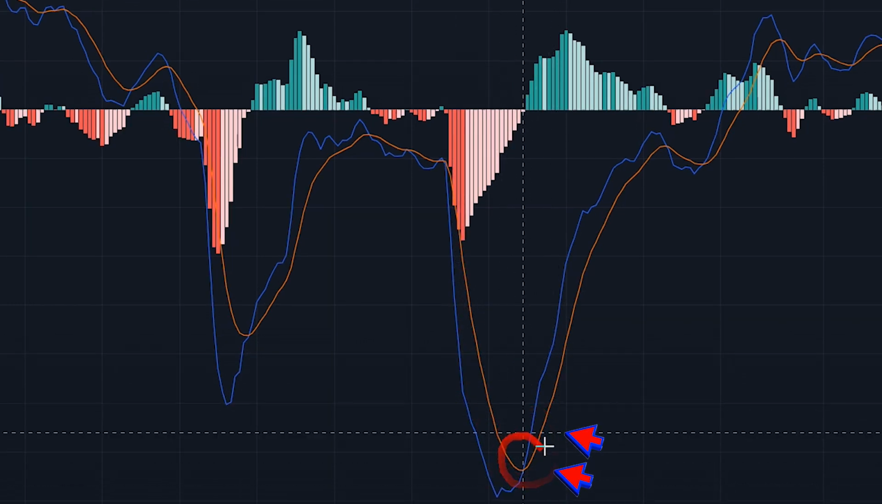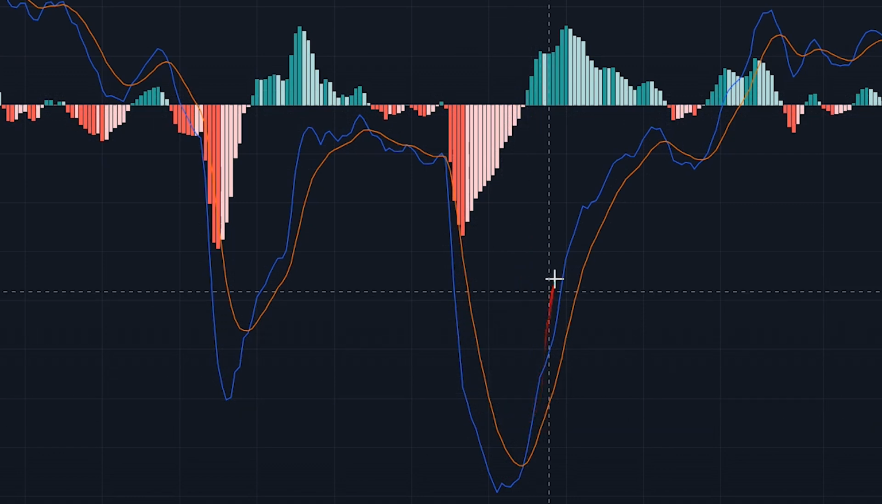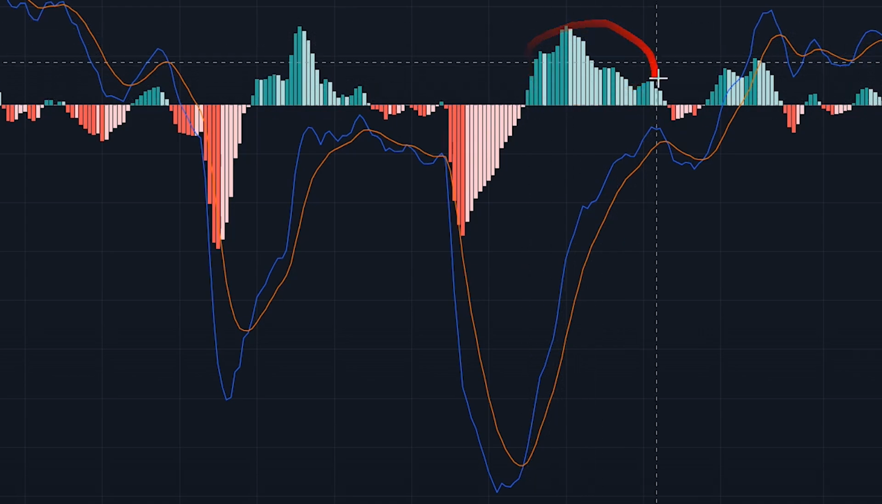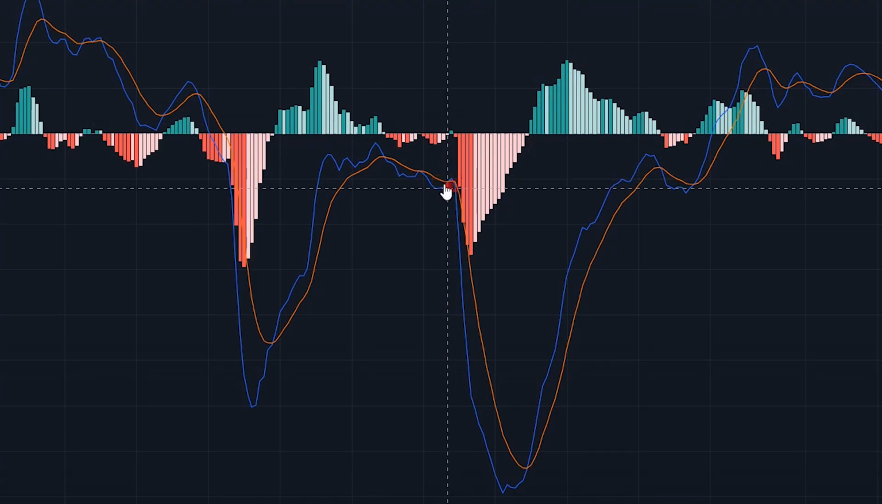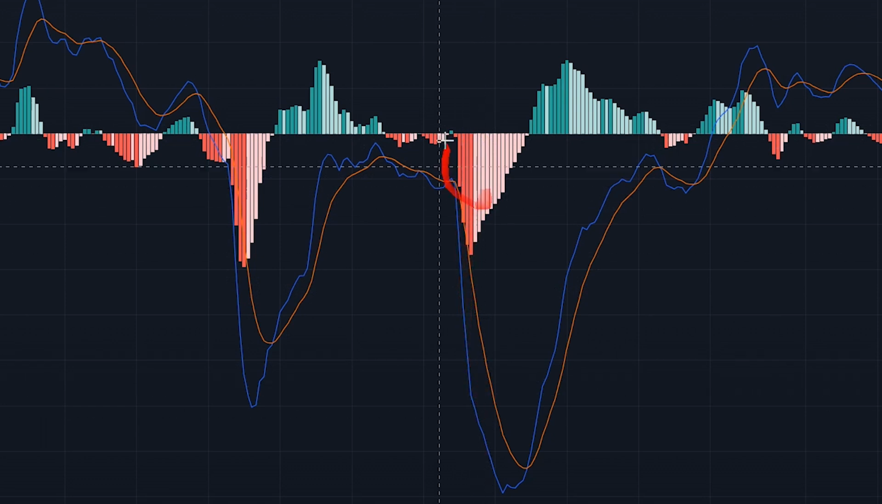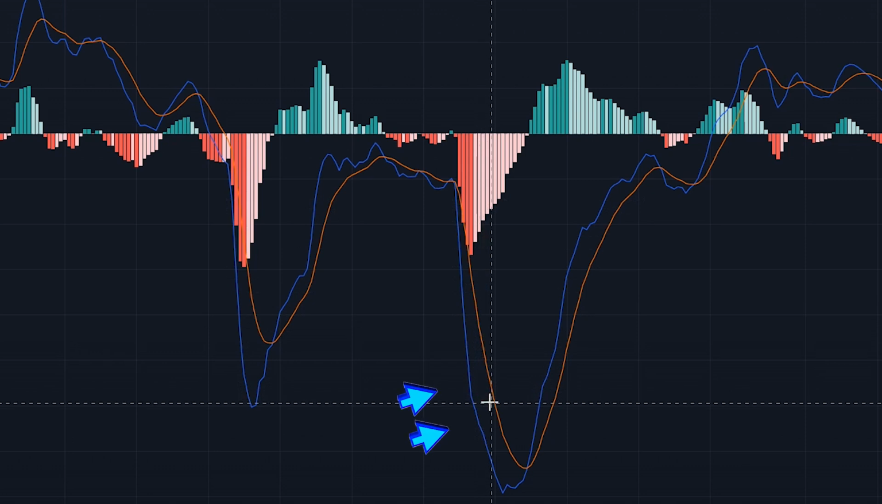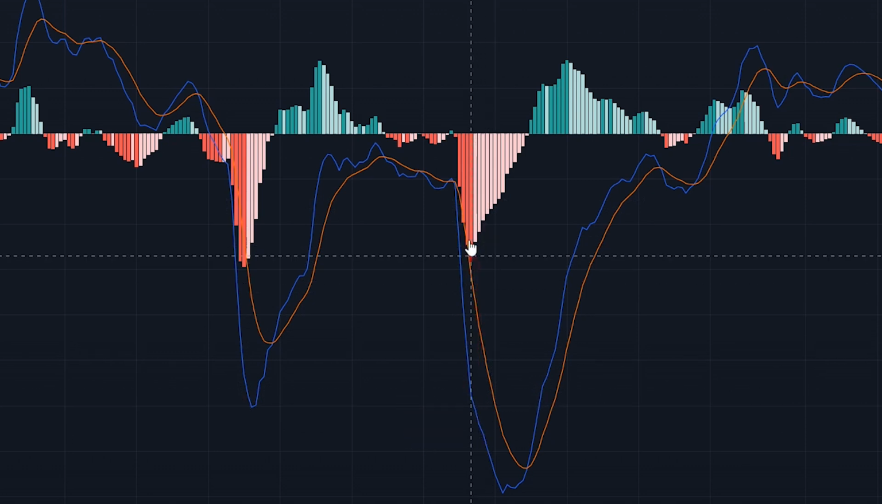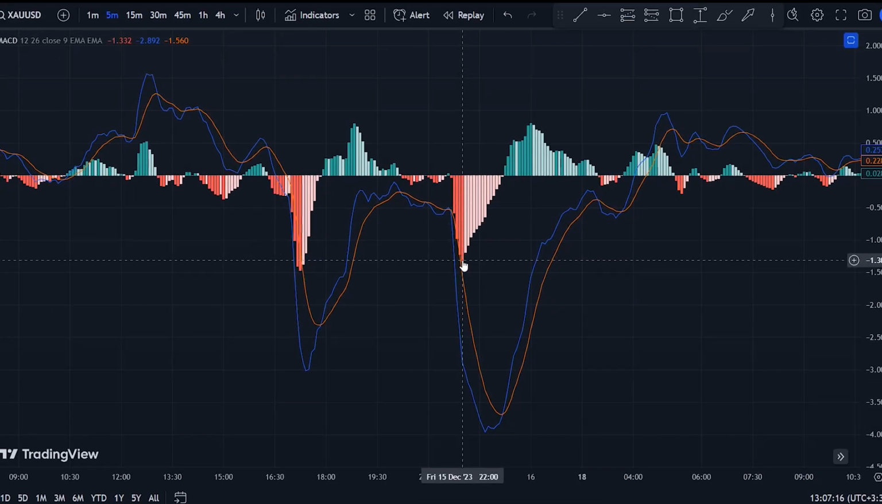When the MACD line crosses above the signal line, the histogram changes color from red to green, and as long as the MACD line is above the signal line, the histogram remains green. When the MACD line falls below the signal line, the histogram turns red. And as long as these two lines don't intersect again, the histogram will remain red. The histogram represents the difference between the MACD line and the signal line. And the greater their distance, the larger the size of the columns, indicating a stronger trend.